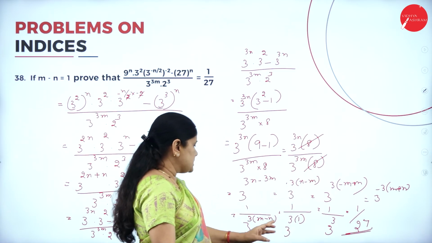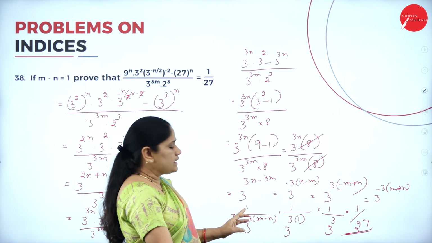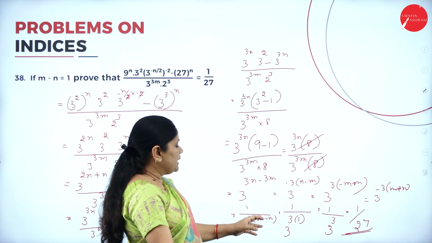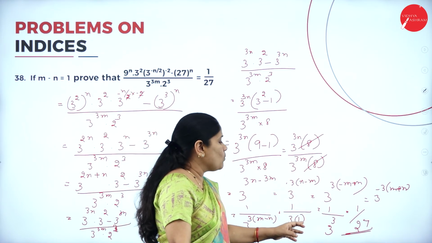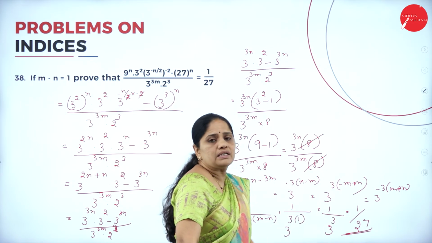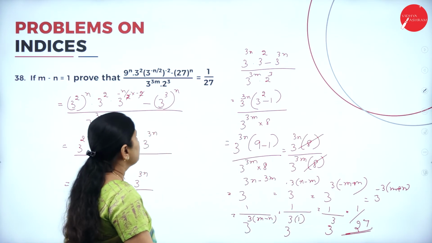Now I am simplifying this. I am taking the minus sign. So when I take the minus sign, I will get 1 by 3 cube into m minus n. So the value of m minus n is given, that is 1. So 1 by 3 cube is equal to 1 by 27.